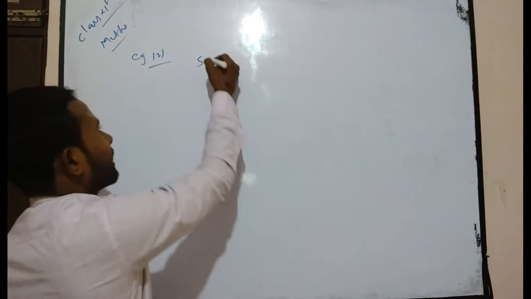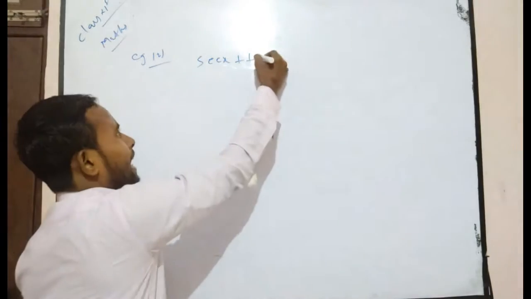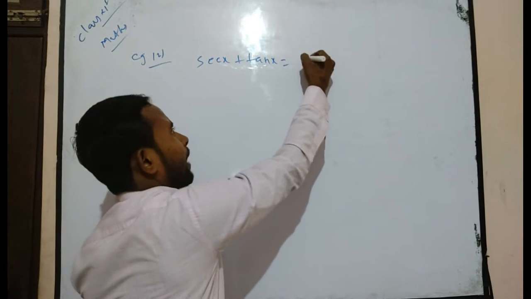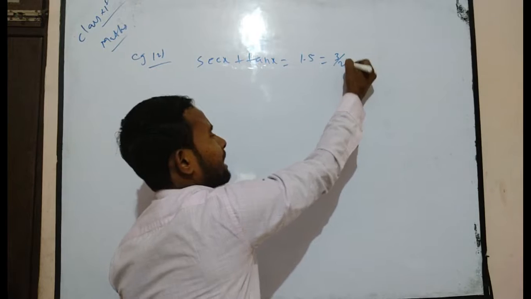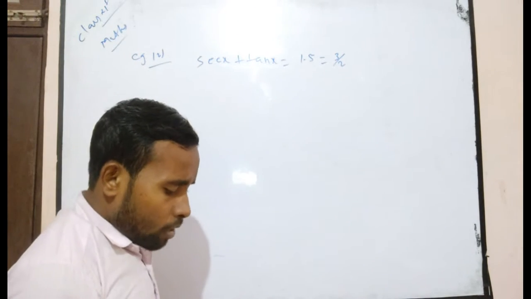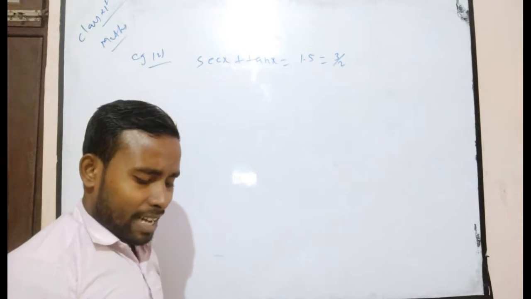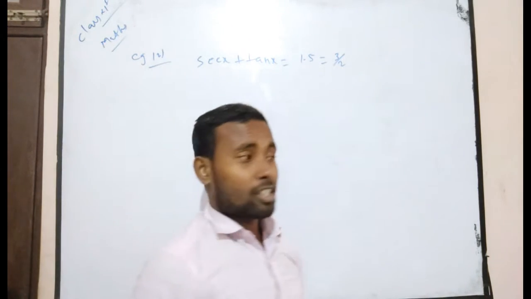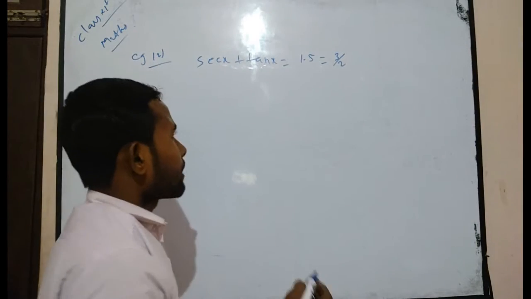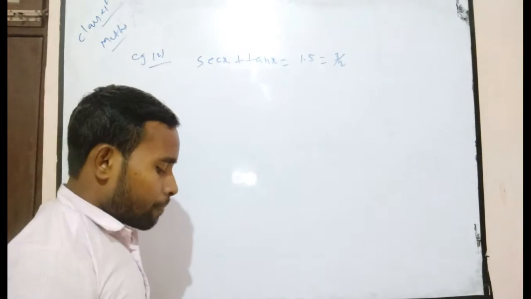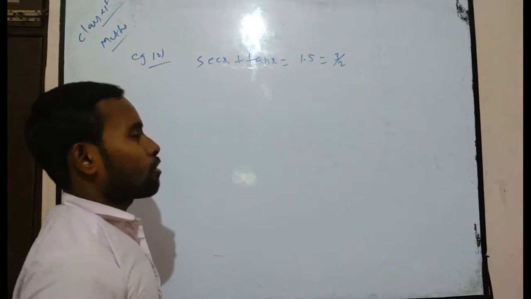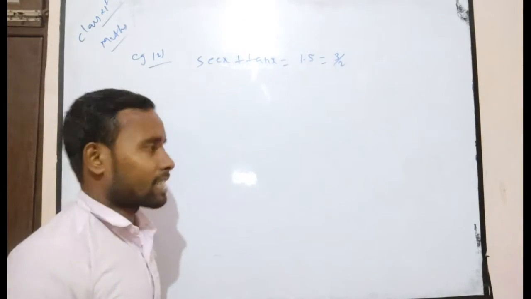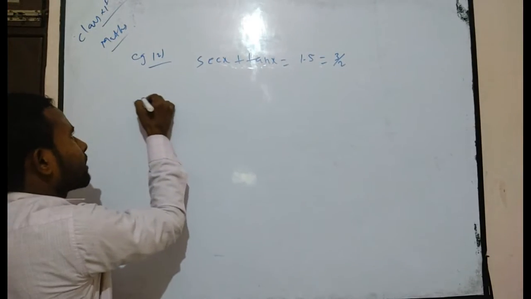Now we take here given that sec x plus tan x is equal to 1.5. That means definitely you can say 3 by 2. Now you have to find the value of sec x, tan x and cos x, sin x. In which quadrant does x lie? He is asking you in which quadrant x lies. According to this problem, you have to find the value of sin x, tan x, cos x, sec x.